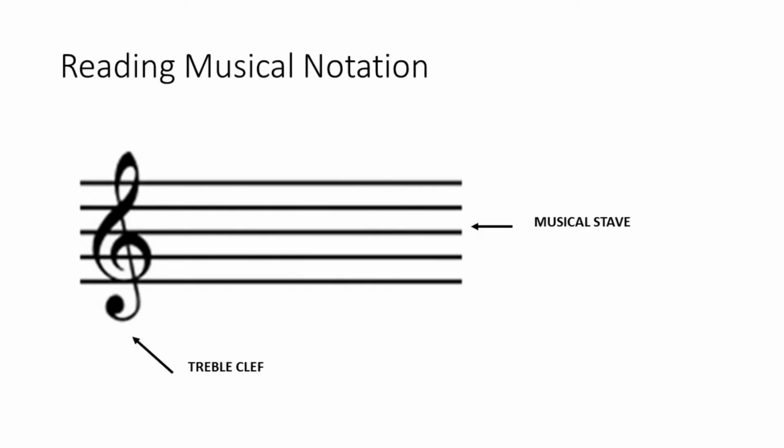So today we're going to learn about reading musical notation properly. You'll see that there are 5 lines going across your screen. This is called a musical stave. And at the start of our musical stave lines, you can also see a curly-whirly symbol, and this is what we call a treble clef.